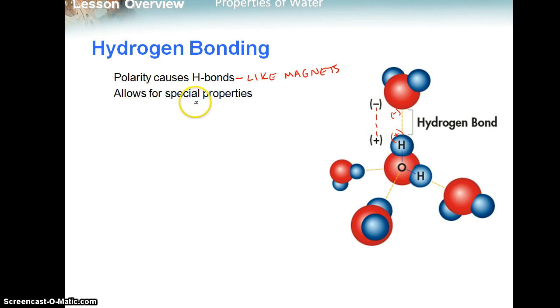And this hydrogen bonding allows for these special properties. Again, we've already taken a look at some of these special properties. But realistically, if you think about it, water should be a gas at room temperature, if it follows the rules of other types of substances. It should not take as much to heat water as it does. Most things do not have their solid form being less dense than their liquid form. So hydrogen bonding does all of these things.